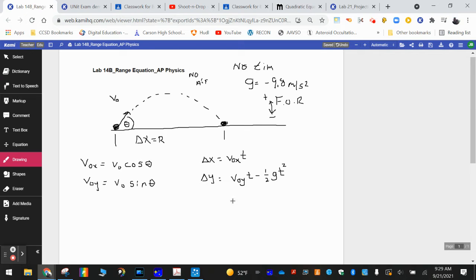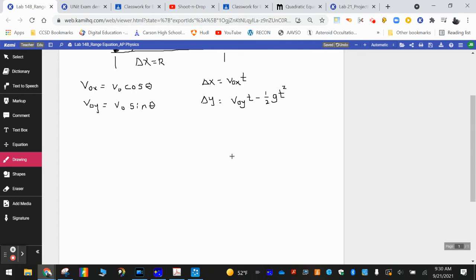We have here no time given. Let me ask the class: since no time is given, what does that imply if I was going to do a mathematical substitution? Yeah, I need to solve something for t and substitute. So good call. Here I see t here, and I see t here and here.